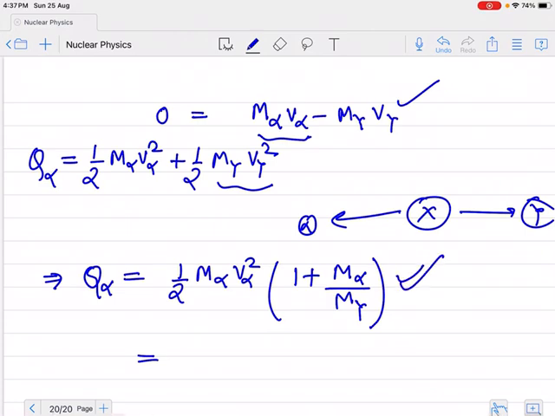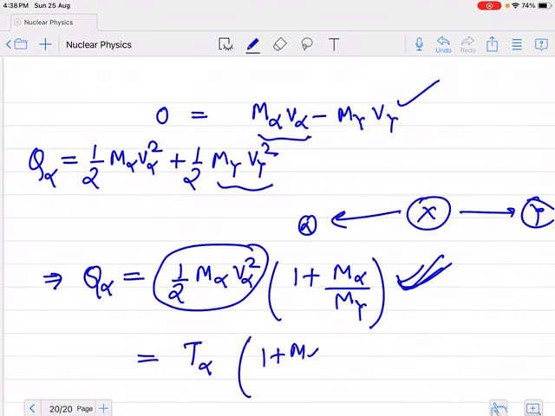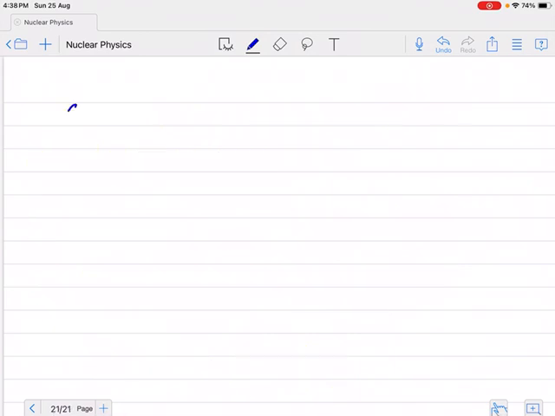Just put m alpha v alpha instead of m y v y, or instead of v y, put m alpha v alpha upon m y, and whole square. Then it converts into this equation. This is the kinetic energy of the alpha particle, so T alpha times 1 plus m alpha upon m y. Right? So with the help of this equation, that equation converts into this. Just use pen and paper and solve this. It's very easy. So Q alpha is this.